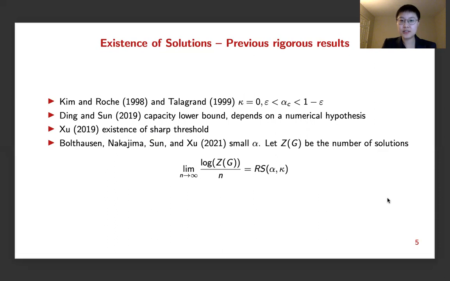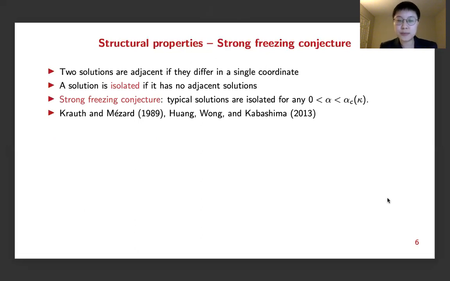Okay, so maybe that's the picture for what is going on for answering the first question, existence of solutions. So what about the second question? Regarding structural properties, there is a very interesting phenomenon that we expect to see in the perceptron model called the strong freezing property. What is this? Two solutions are adjacent if they differ in a single coordinate, and a solution is isolated if it has no adjacent solutions. It's easy to understand from the name: it's isolated. So no neighbor of it is a solution.